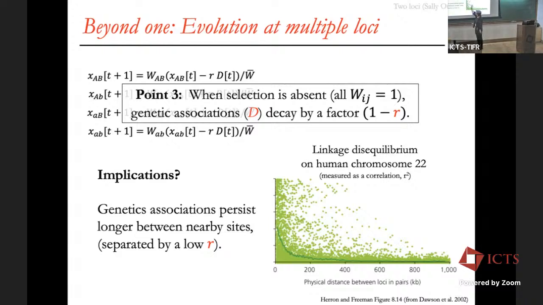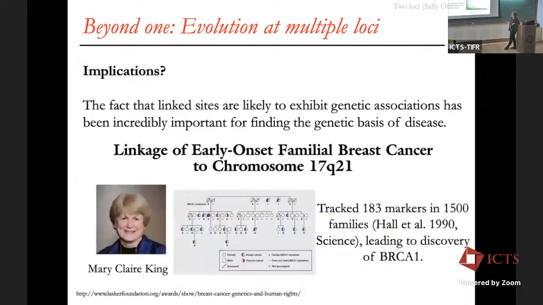So this is data from the human chromosome demonstrating that linkage disequilibrium is indeed largest for sites that are close together, and it dissipates with the distance between them. Here, linkage disequilibrium is measured as the correlation measure, R squared. Okay. And the fact that you expect nearby sites to stay in linkage disequilibrium for longer has been used to find the genetic basis of diseases.